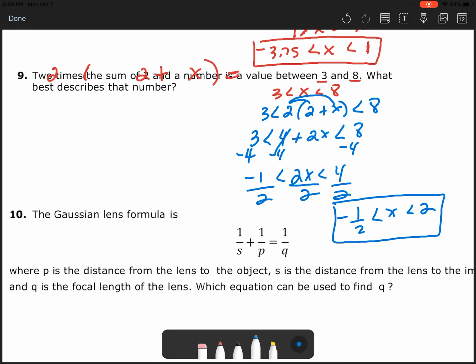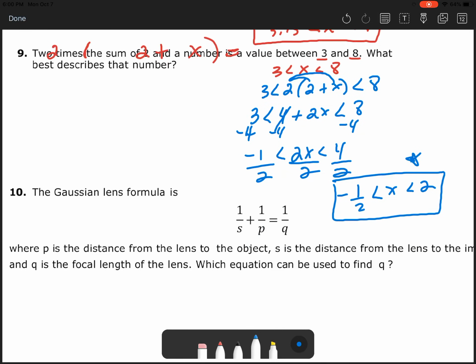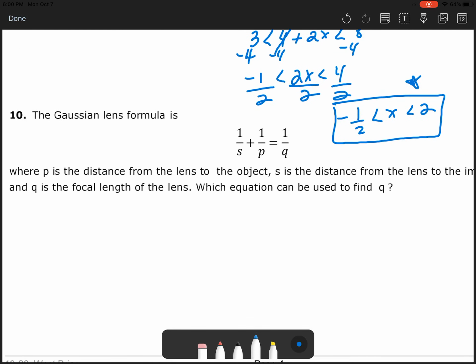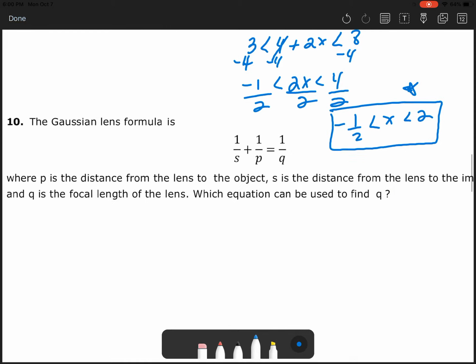This one's not that bad, right? But now for the answer, if it actually happened to switch like we did up here in number 8, we would write our smaller one first and our larger one last, and if we have to, switch the inequality signs.